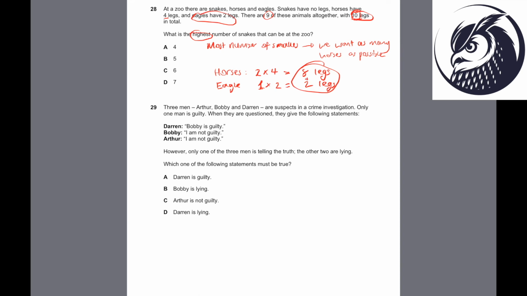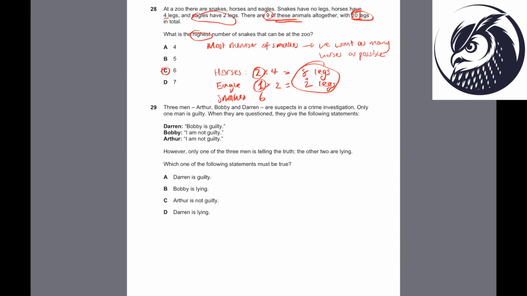And how many animals do we have so far? We have 2 horses and 1 eagle. So that means we need 6 more animals to get a total of 9. So that means snakes, there have to be 6 of them, right? And therefore our answer should be C.